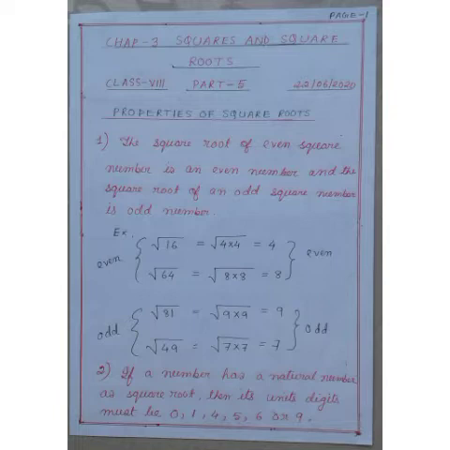Property number 2: if a number has a natural number as its square root, then its unit digit must be 0, 1, 4, 5, 6 or 9. So, if a number is a perfect square, then its unit digit must be 0, 1, 4, 5, 6 or 9.